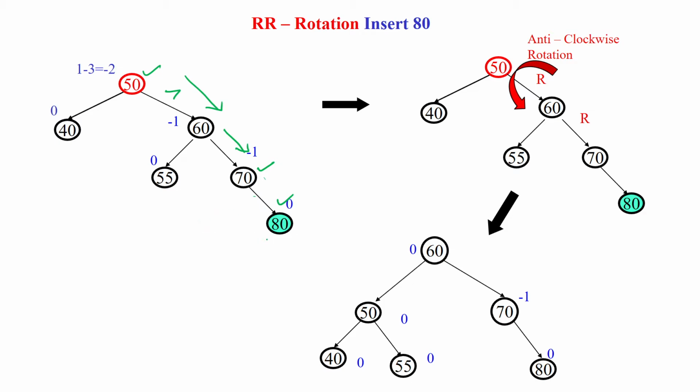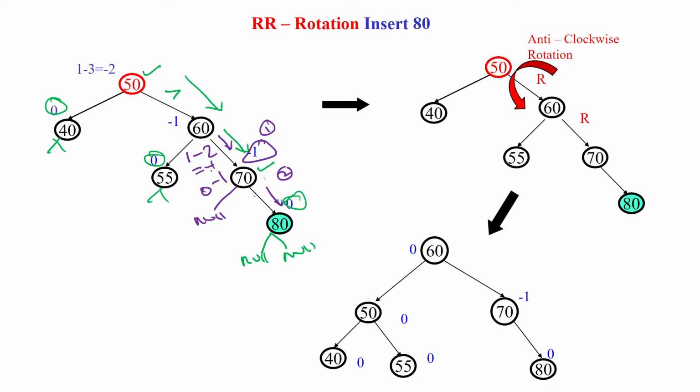Now you check the balance factor. For all the leaf nodes there is no left subtree and right subtree, so the height of the left subtree and height of the right subtree are 0. So for all the leaf nodes it will be 0. Then check the balance factor for the remaining internal nodes. Here the left subtree is null, so 0 minus 1, so minus 1. Then for 60, left subtree height is 1, right subtree height is 2, so 1 minus 2 is minus 1.